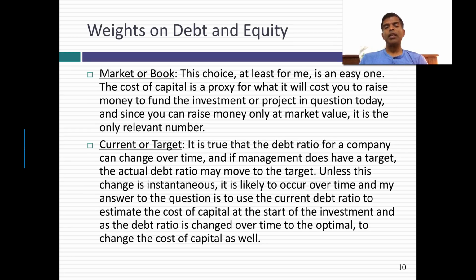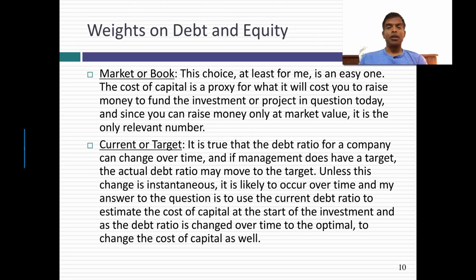Final piece of the puzzle, I need weights for both. And let's look at the choices. Should I use market value or book value? Market value, of course, would require market value of equity and hopefully market value of debt. Book value would be shareholders' equity from an accounting balance sheet, and debt from a balance sheet. To me, the choice is simple. Cost of capital is the cost of raising money in the marketplace today.